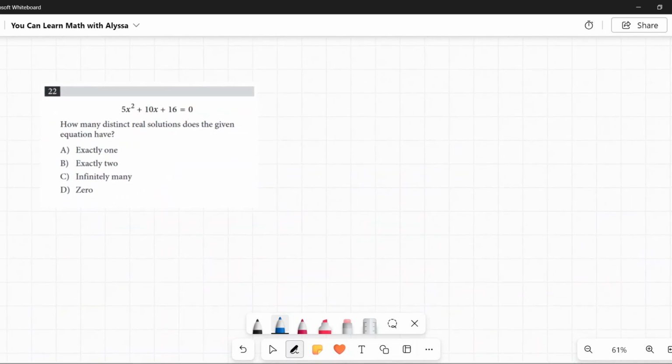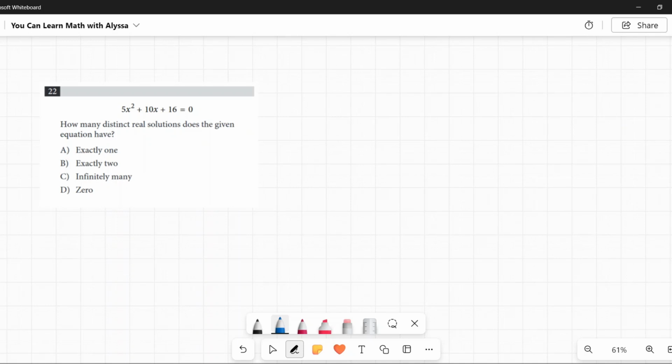Number 22. 5x squared plus 10x plus 16 equals 0. How many distinct real solutions does the given equation have? There are two ways that you can do this. You can graph it, or you can use the discriminant.